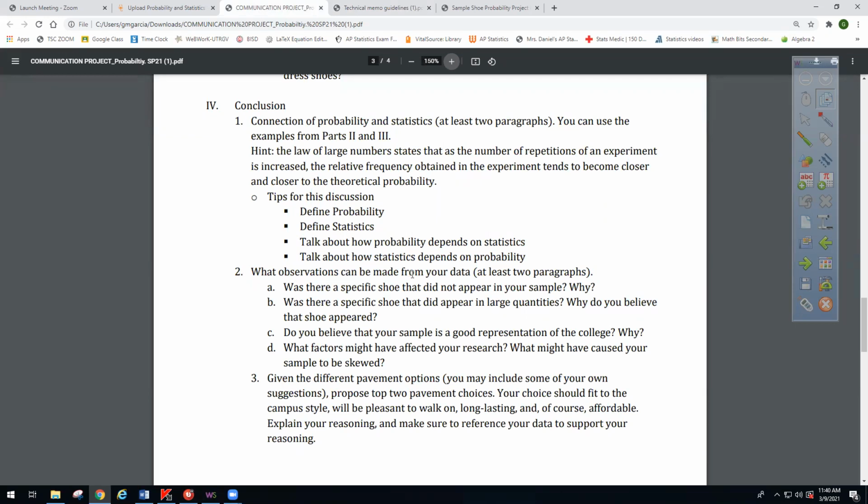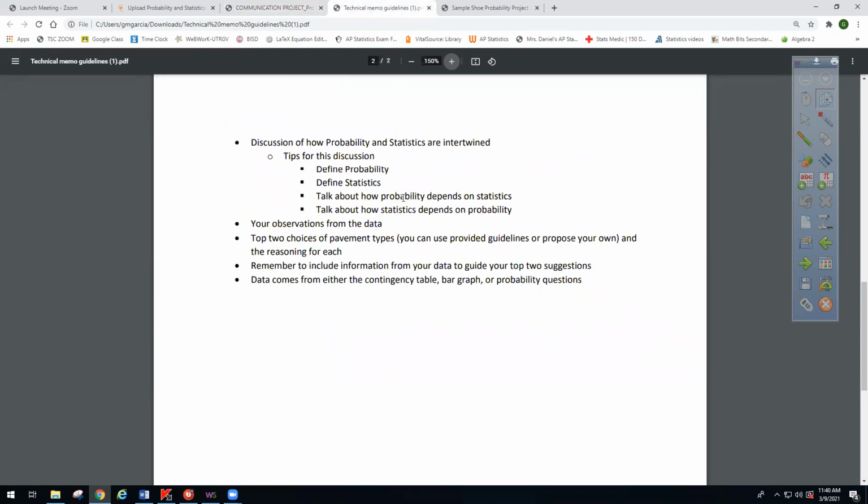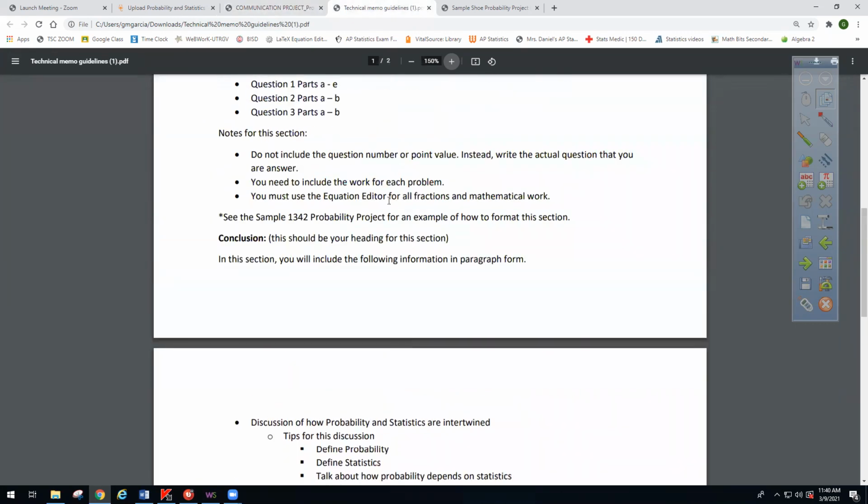What observations can be made from your data? At least 2 paragraphs. These are some questions that you can keep in mind. Was there a specific shoe that didn't appear in your sample? Why? Was there a specific shoe that did appear in large quantities? Why? Do you believe that shoe appeared the most? Do you believe that your sample is a good representation of college? Why? What factors might have affected your research? What might have caused your sample to be skewed? Again, those are going to be found in here in the conclusion.